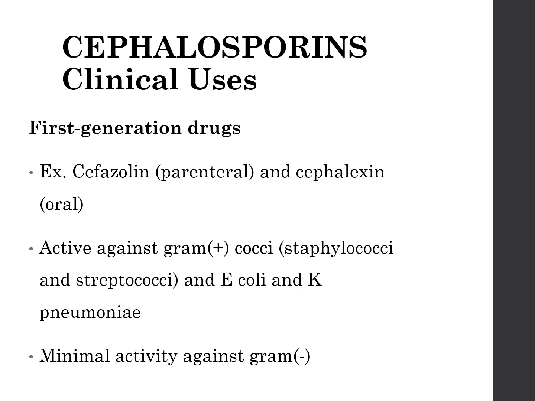Now let's proceed to the cephalosporins. Okay, so we have first, second, third, and even fourth generation cephalosporins. The first generation cephalosporin, the primary example would be your cefazolin, which is the parenteral form, and the oral form would be your cephalexin. The first generation cephalosporins are very good for gram-positive cocci, like your staph and your strep, and for E. coli and Klebsiella pneumoniae. It has minimal activity against gram-negatives, so your first gen is more for the gram-positives.